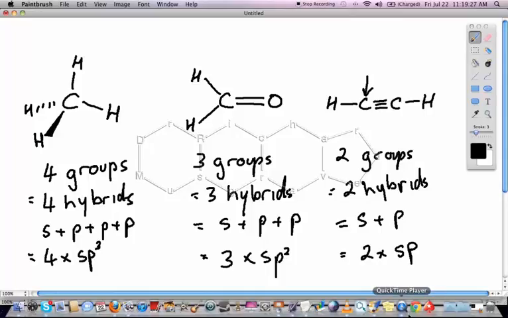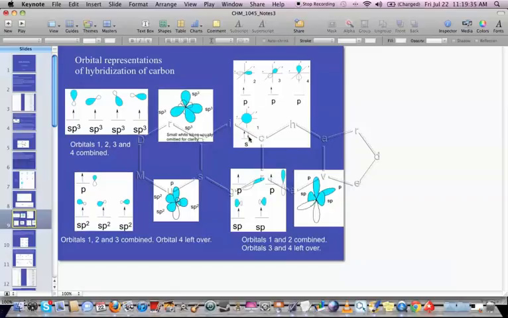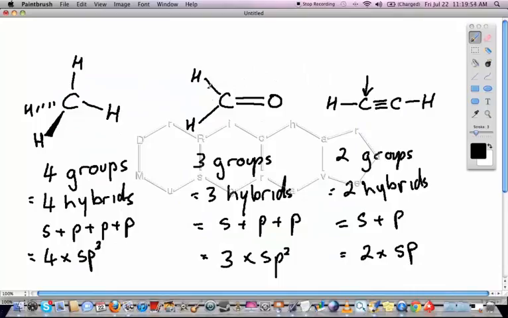Alright, going back to the original diagram here. In order to get these sp2 hybrids, what I did was I mixed one s and then 2 of these p's, and we have a p orbital left over. So what we end up with is 3 sp2 hybrids with a leftover p orbital that is actually involved in one of the double bonds. So you've got 3 sp2 hybrids, and one of these double bonds is that leftover p orbital. But we've got 3 groups, 3 hybrids. We need an s, a p, and a p to get 3 sp2 hybrids.